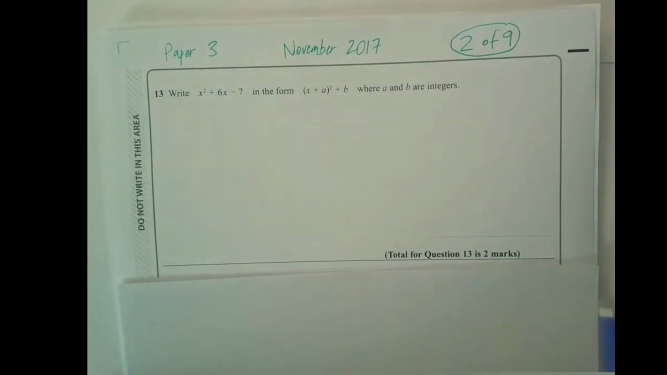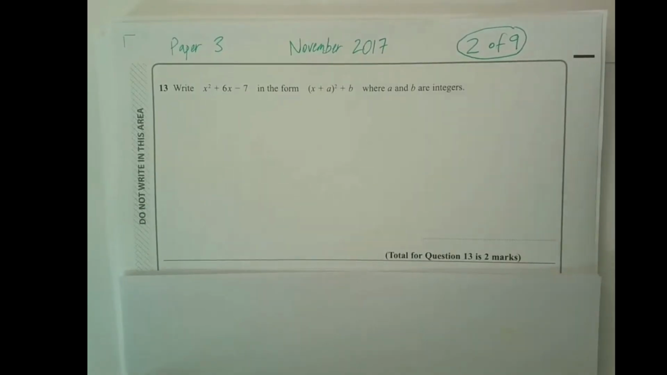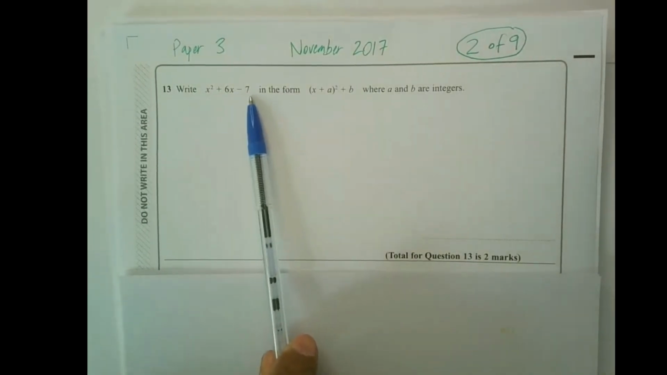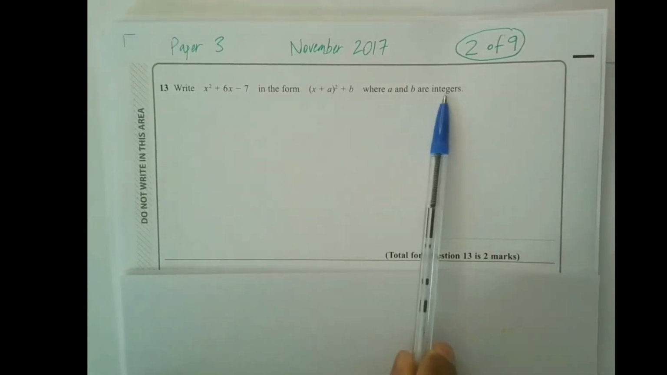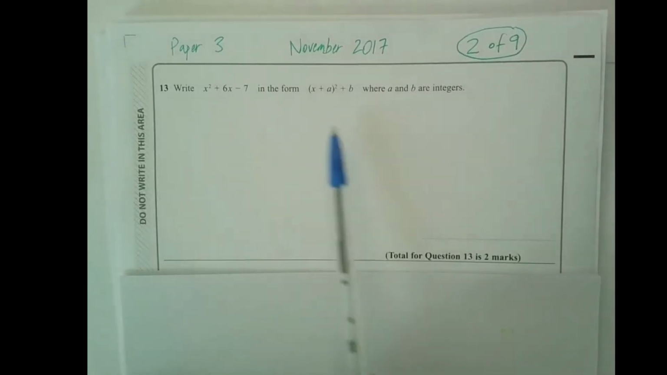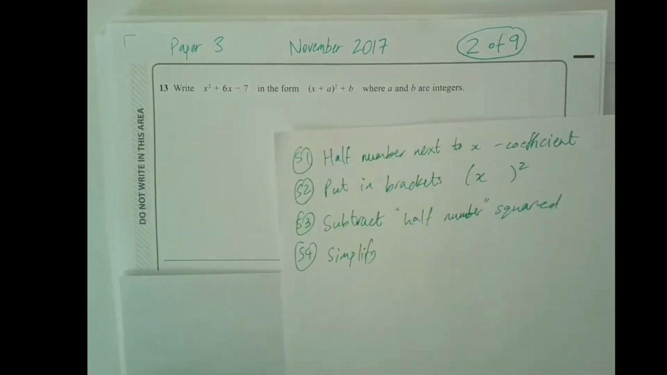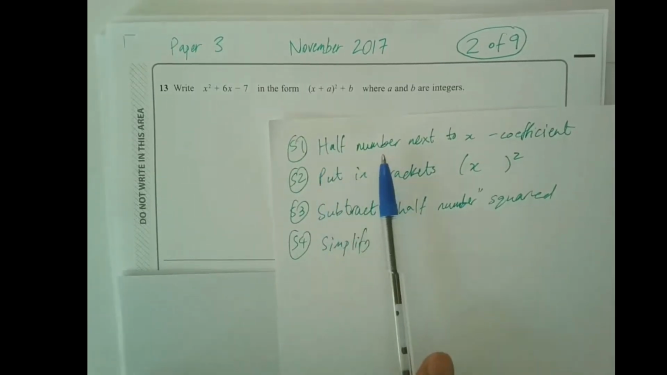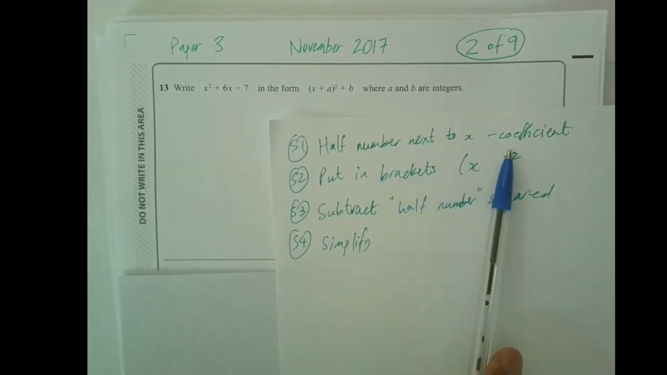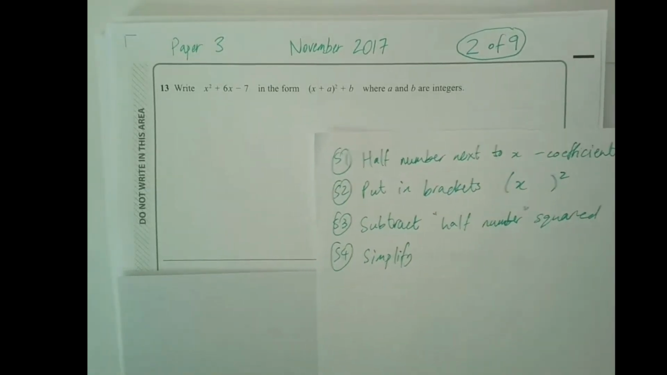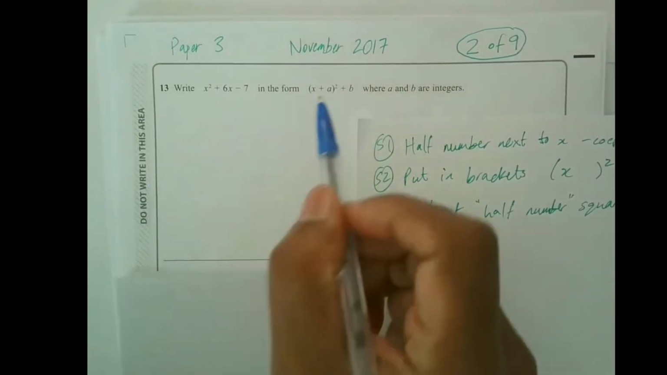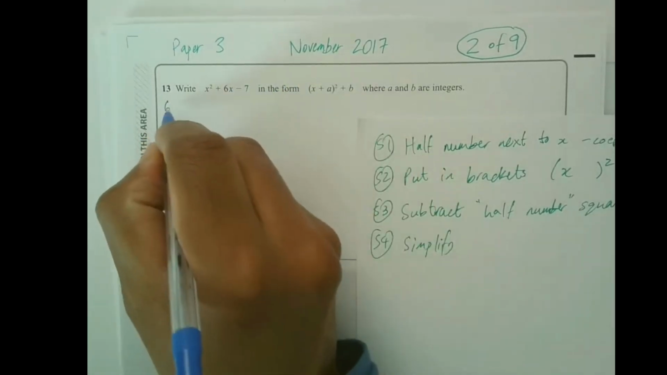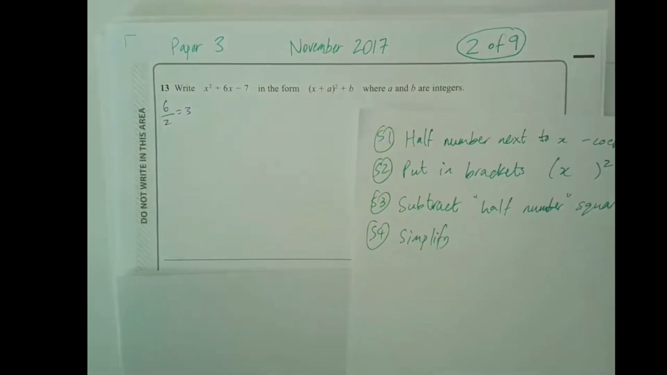Okay, question number 2 of 9 says to us, write x squared plus 6x take away 7 in the form x plus a squared plus b, where a and b are integers. This is a routine completing the square question. These are the steps when we complete the square. Step 1 is we halve the number next to x, the coefficient of x. Here, the number next to x is 6. So I'm going to halve 6, 6 divided by 2 gives me 3. That's the first thing I do.